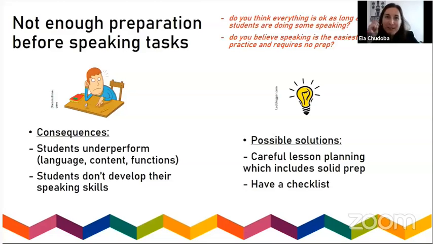And if we tick all of the boxes on our plan, if we equip the students with the right tools, be it language, be it content points, then our students are far more likely to be successful in a speaking task, especially if we are talking about exam speaking preparation, right? Which is something that is quite important to many of our students.